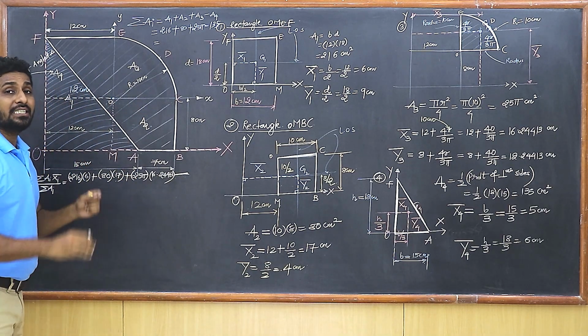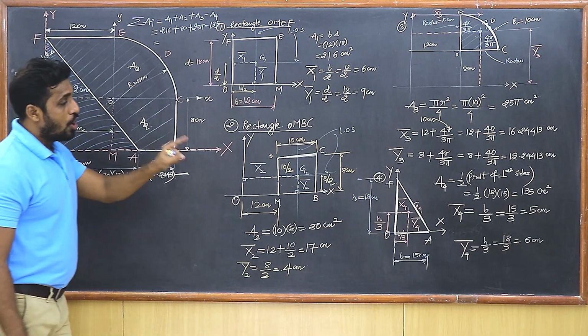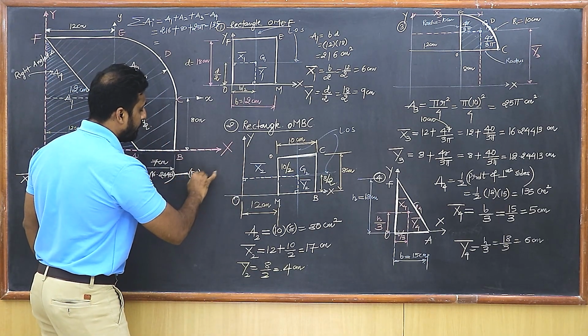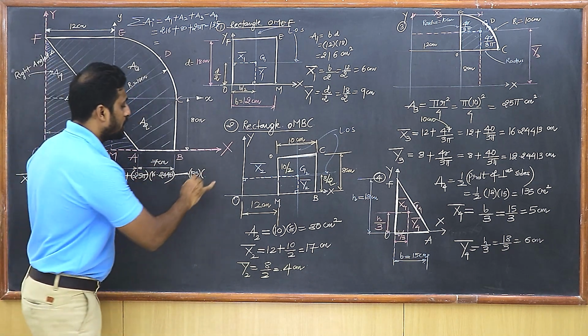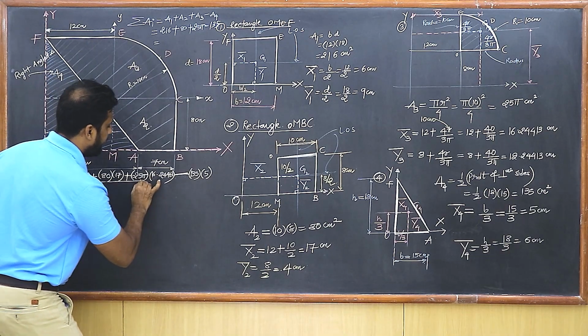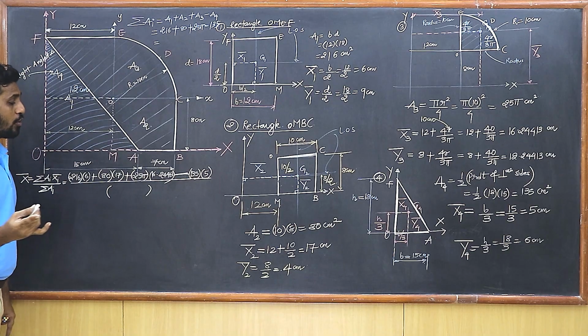Because this standard shape is removed from the composite shape, so minus of, what's A4? That's 135, isn't it? 135. And it multiplies with X4 bar, which is 5. And this entire thing is going to get divided by summation of Ai. So I'm going to get this answer in a short while from now.